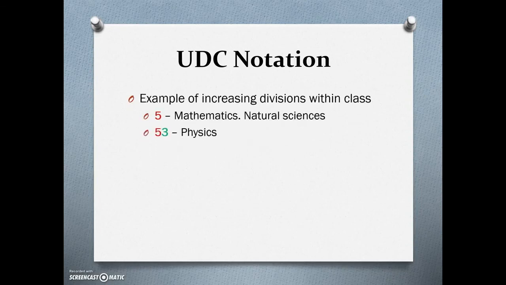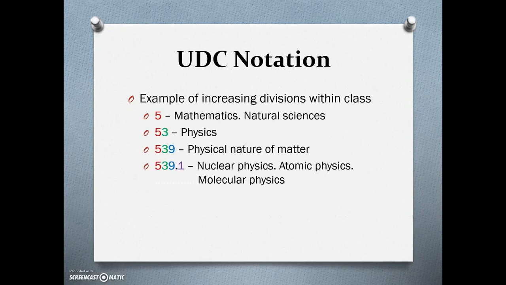And here we have an example of increasing notation divisions within UDC's Class 5, which is mathematics and natural sciences. You see we move from Class 5, which is mathematics and natural sciences, to physics, down to physical nature of matter, down to nuclear physics, and the like.